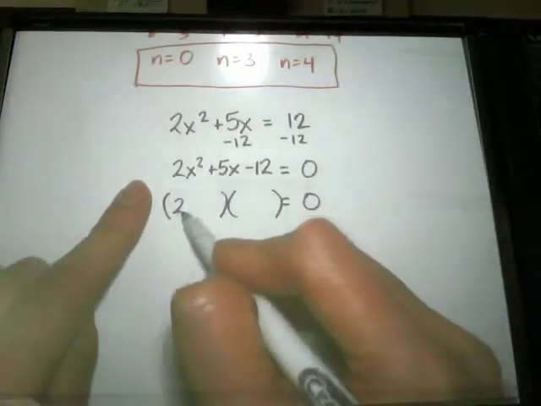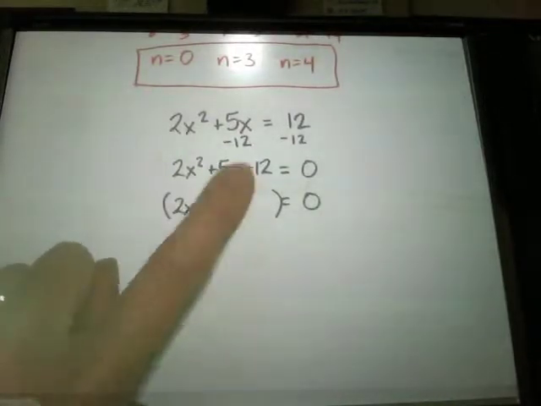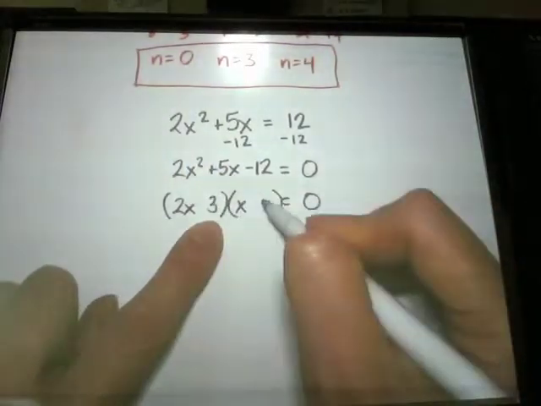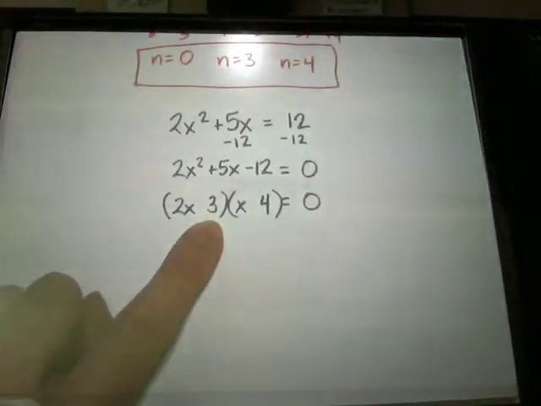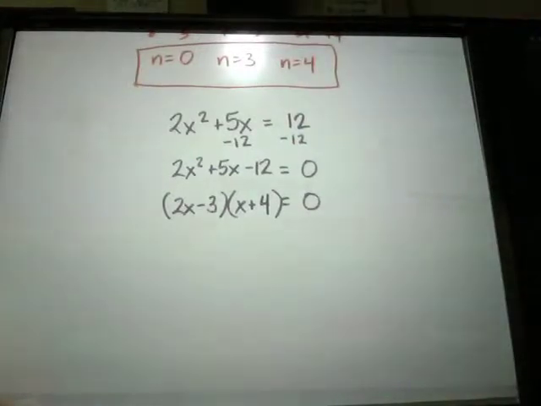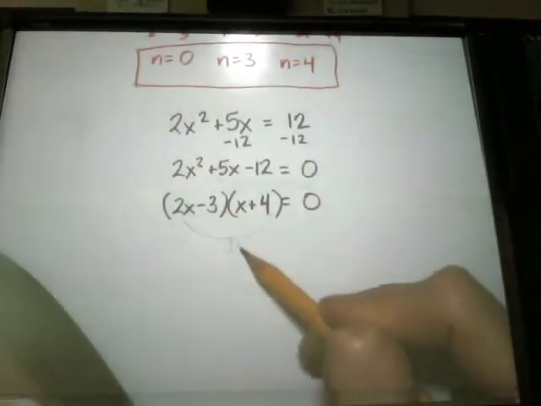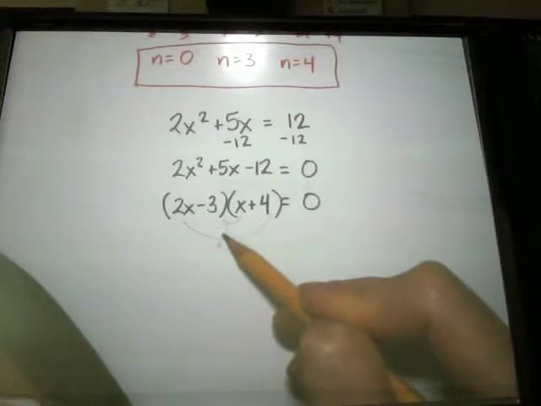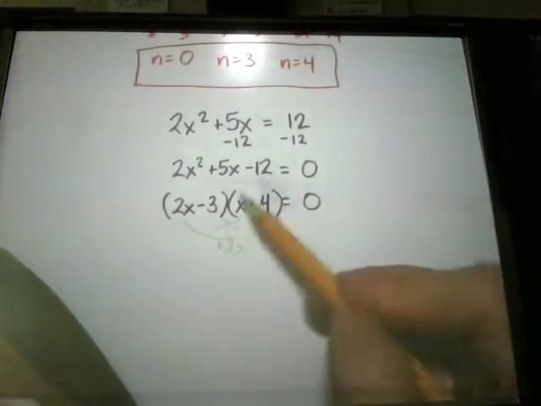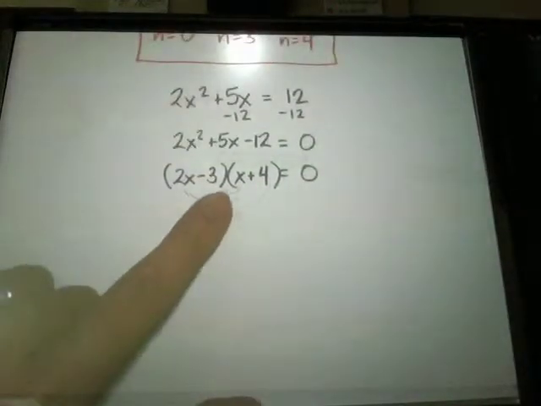2x squared, the only way to get it is 2x times x. 12, it could be 1 and 12, 2 and 6, 3 and 4. I'm just going to tell you right now, it is 3 and 4 for this problem. It's a -3 and a +4. Now I'm doing that relatively quickly because by now I do expect you all to be able to do this kind of factoring. Here's my 8x and my -3x that combines to make +5. Negative times positive makes a -12. So I did that part more quickly.